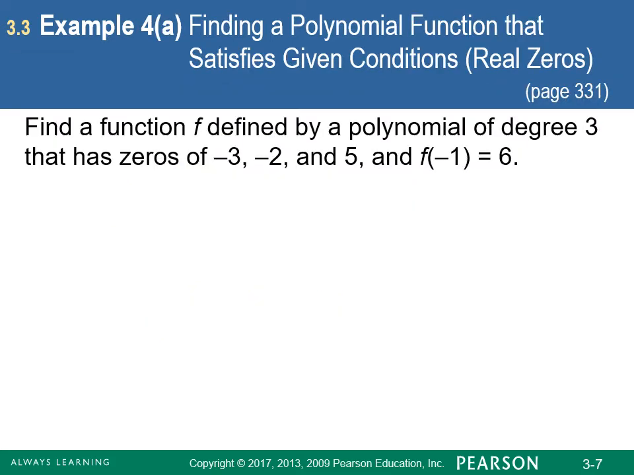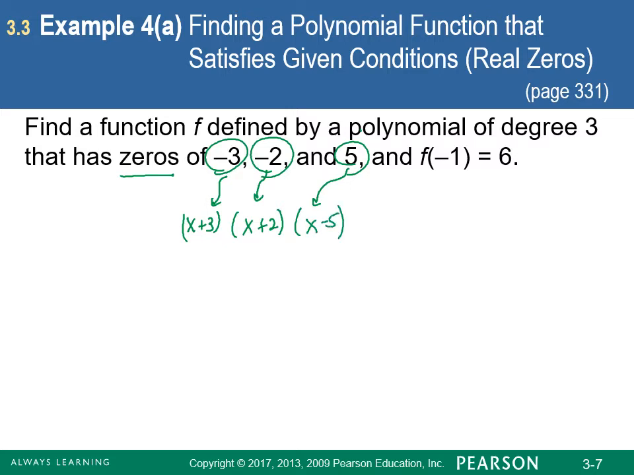We have the same relationships here. We are just reversing the process. We are told that we have zeros, negative 3, negative 2, and 5, which means for negative 3, x plus 3 would be a factor. For negative 2, x plus 2 would be a factor. And for 5, x minus 5 would be a factor.